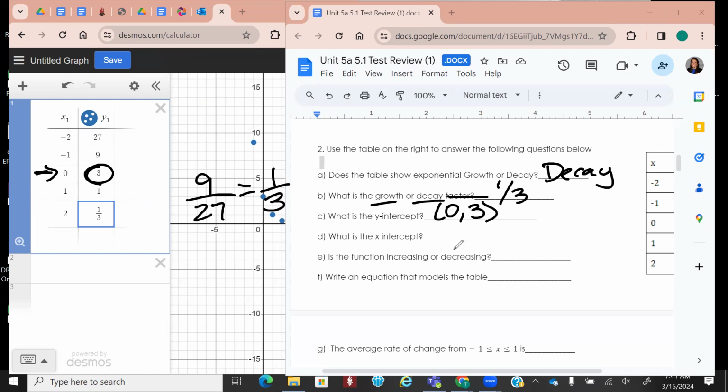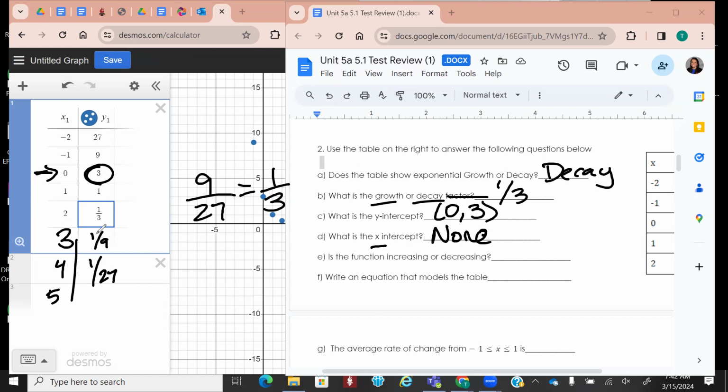Now, the question is, does it ever cross the x-axis? Well, if we continue this table, the next number we're going to divide by 3. That's going to give me 1/9. Next number we divide by 3, that's going to be 1/27. Next number we divide by 3. So we're going to keep going, and what's going to happen is we're never going to have an x-intercept. It's never going to cross the x-axis because the asymptote is at y equals 0.